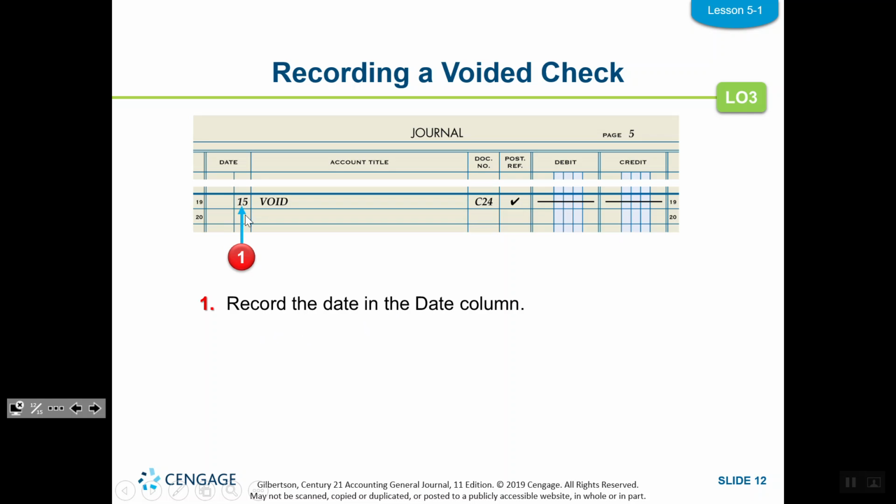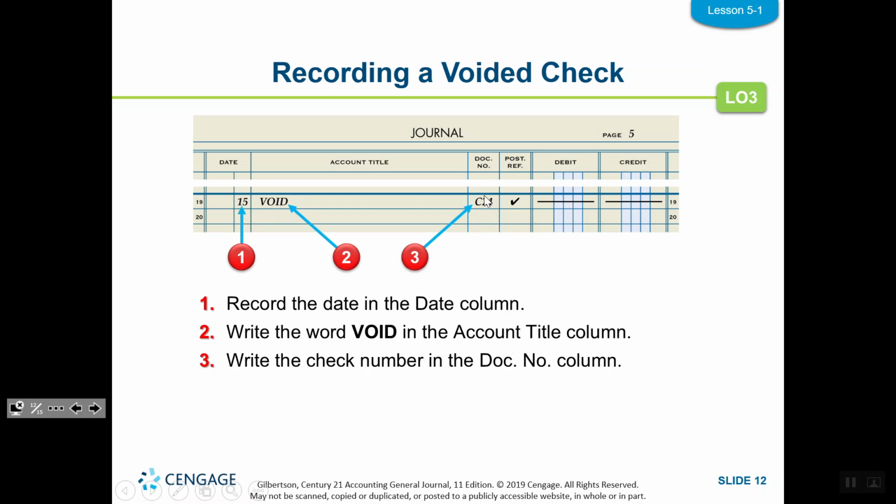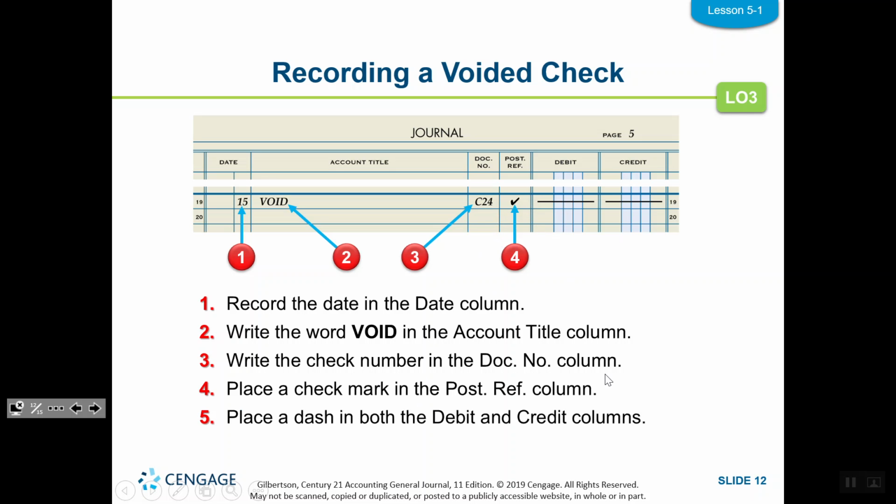So the first thing we're going to do is write the date in the date column. We're going to put void in the account title. We put the check number that we're voiding. We do a check mark in the post reference because there's nothing to post. And then we draw a line through both the debit and credit columns. This will be about the only transaction that we have where we only use one line.